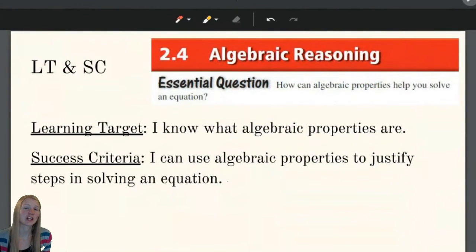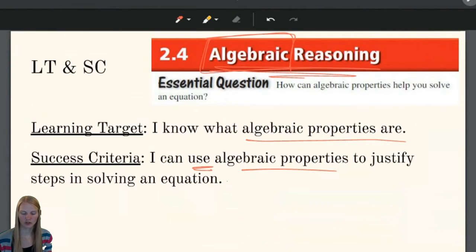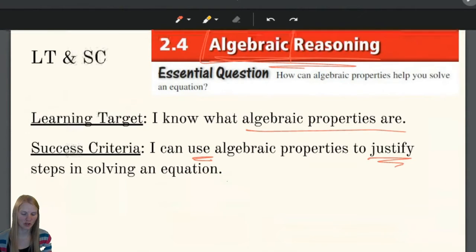Now we move on to section 2.4. This section is all about algebraic reasoning. So hopefully this section feels familiar because a lot of this section is about algebra, and we just finished algebra. Our learning target is that you know what algebraic properties are. It has been a while since you've seen these, probably, so we're going to brush up on them. And then our success criteria is that you can use those algebraic properties to justify steps in solving an equation. So we're going to go back to solving equations, but we're going to use algebraic properties to do so.